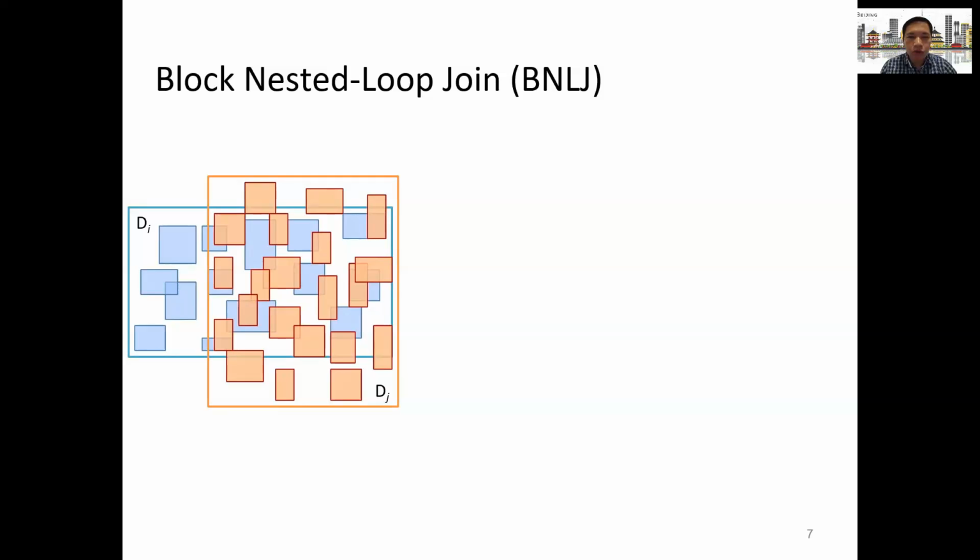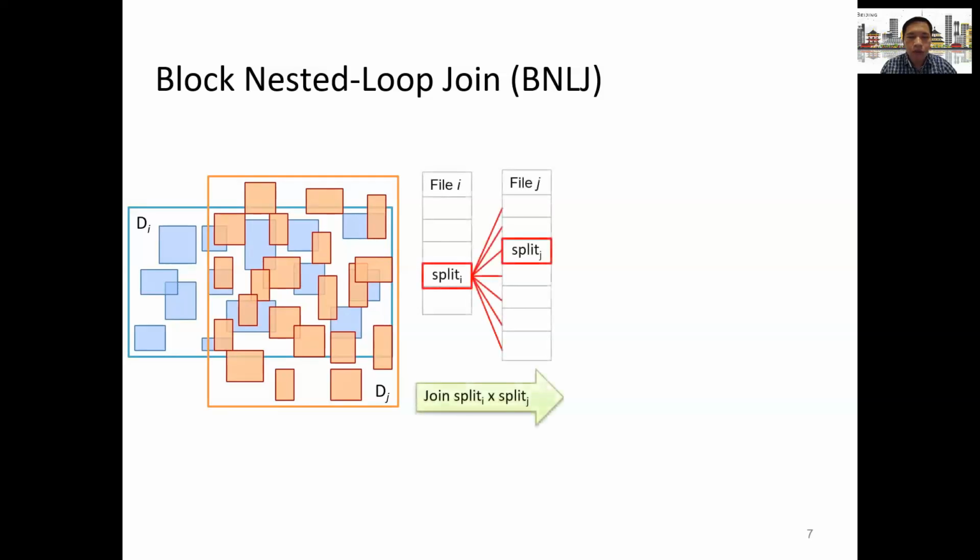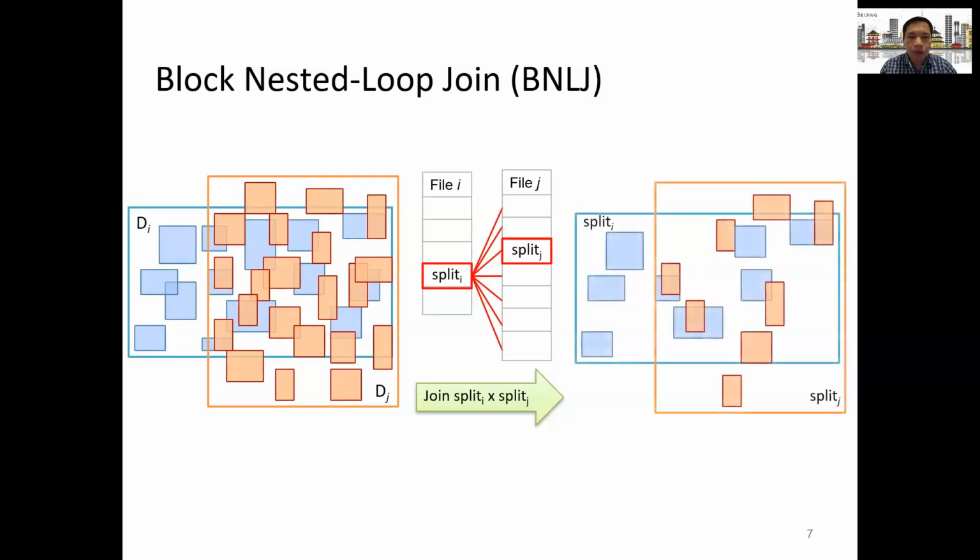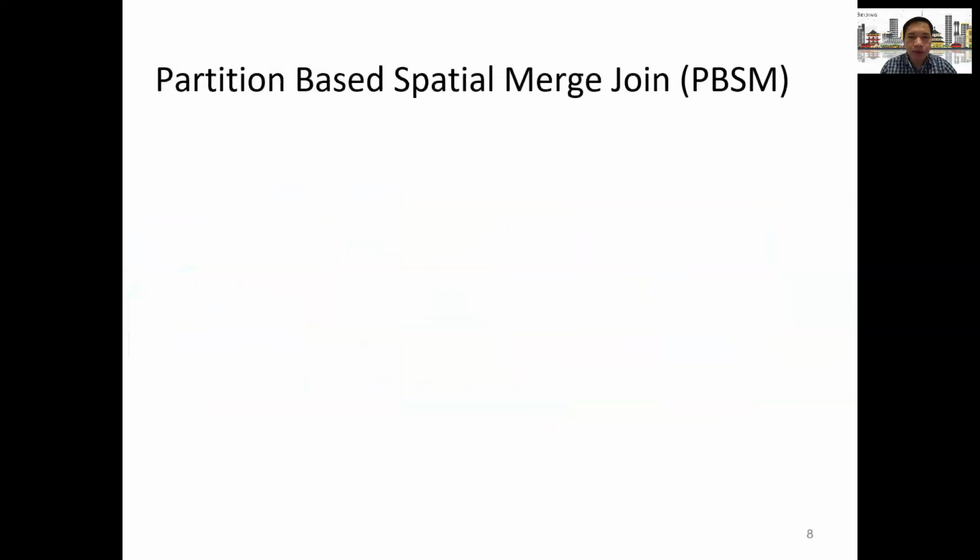Block nested loop join divides the input into several splits with fixed size, which normally are blocks of 128 MB in Hadoop distributed file system. Then it cross products the two sets of splits to get the final results. Do you think that this algorithm is too naive and not effective? We will discuss it soon.